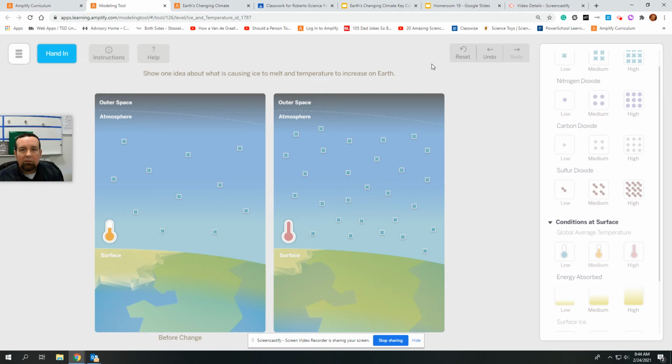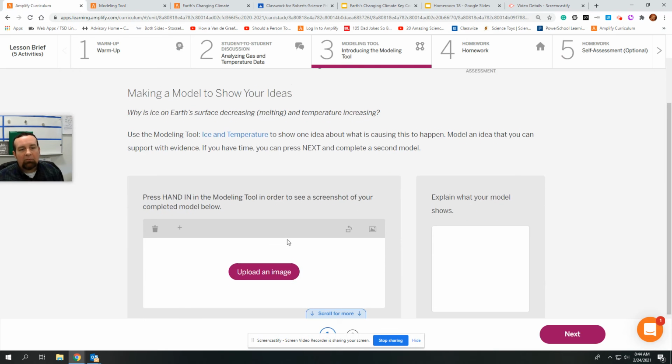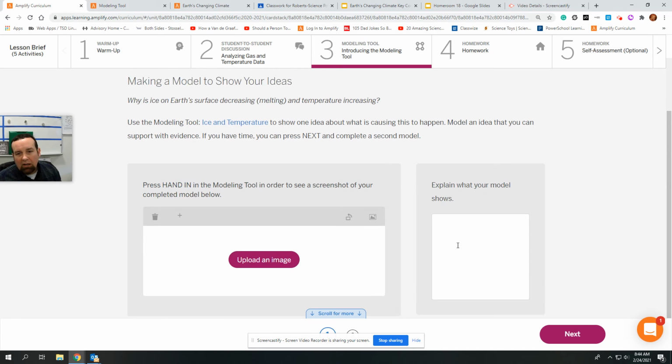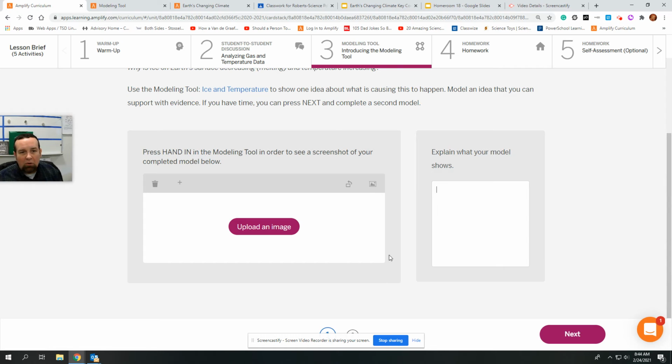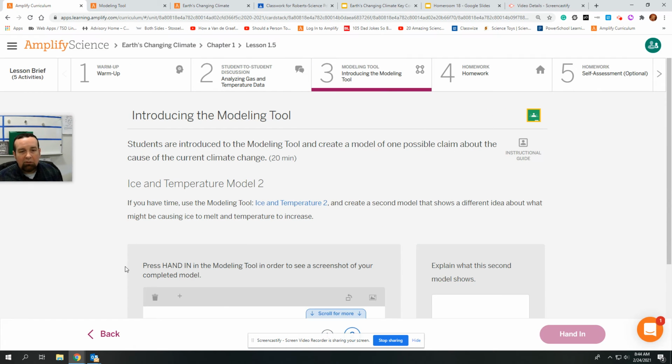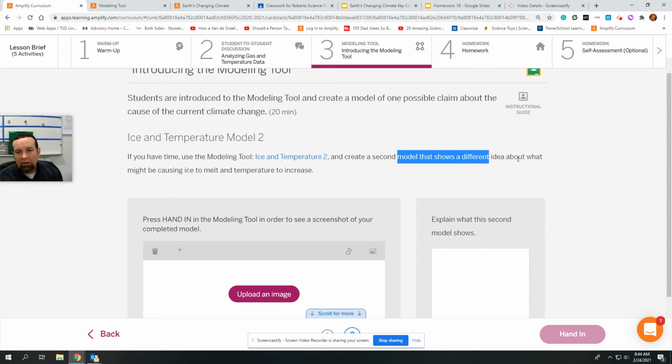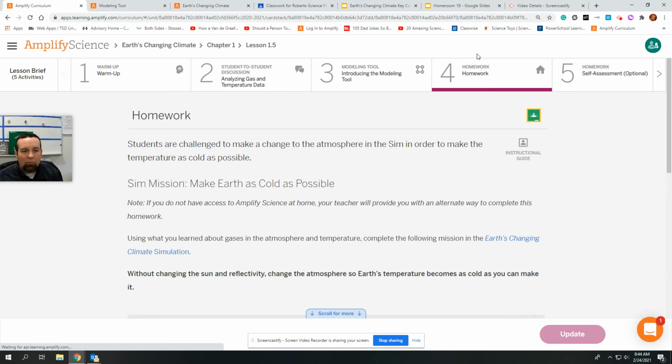And let's see here. I think you need to take a screenshot. Yep. Go ahead and take a screenshot of whatever model you did here, and then in your own words, explain what that model shows. For part 2, you're skipping that. It says do it again, create a second model that shows a different idea. Just skip it. I think you guys got it now. Let's go to our homework section.